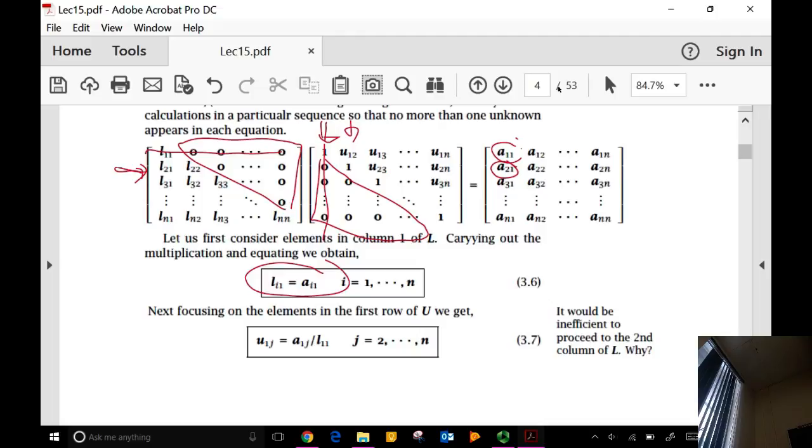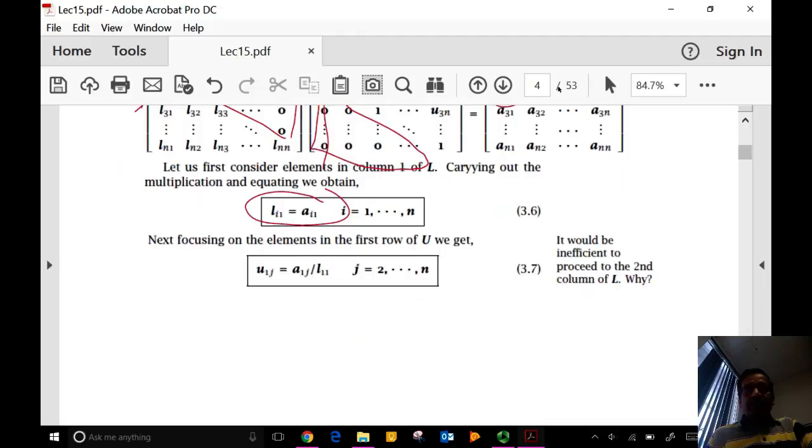What you need to do after this is go to the row. You find all U11, U12, U13. Then come back, find the second, but go from the bottom to the top. Then go to the right hand side, do this. Come to the left hand side, go up like this. If you sequence the calculations like that, every time you will have only one unknown. All the other things appearing in that equation would have been found. So it's very important to sequence the calculations in such a way that you achieve this with a few loops.